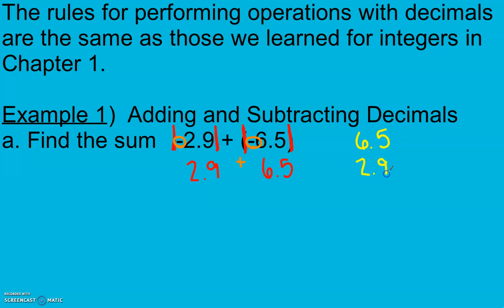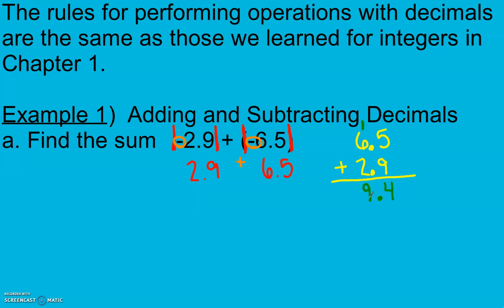The only thing different here is, and it's not really different, it's just something we never thought about with integers. We have to make sure when we add and subtract that we line up our decimals. Okay, those have to line up. So here we are adding them. 5 plus 9 gives me 14. I put the 1 there. I bring my decimal right down and I carry the 1. So I put my 4 there, bring my decimal down, carry the 1. 1 plus 6 plus 2 gives me 9.